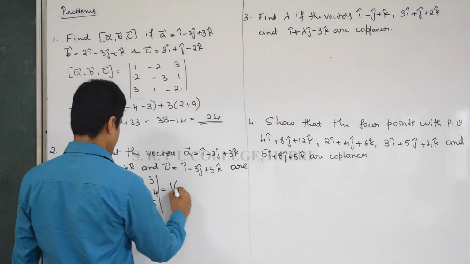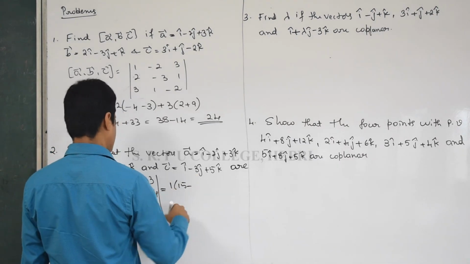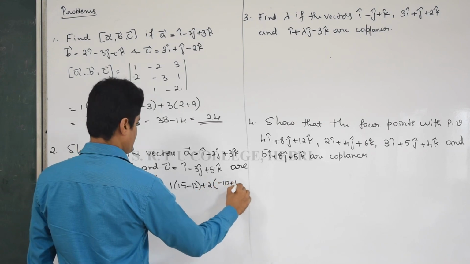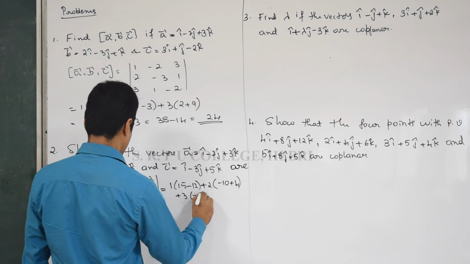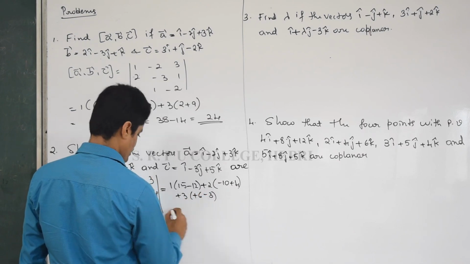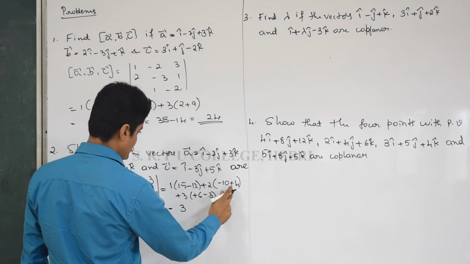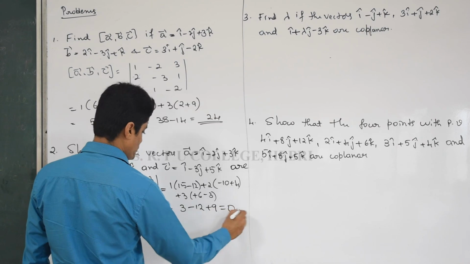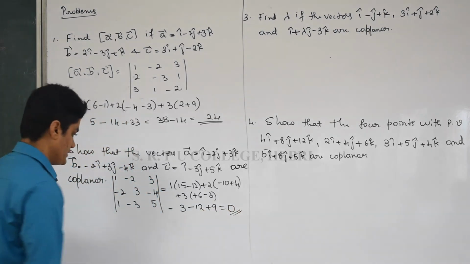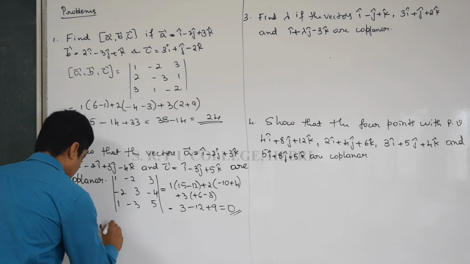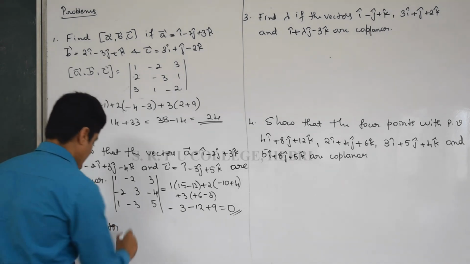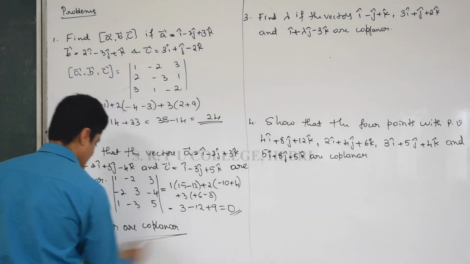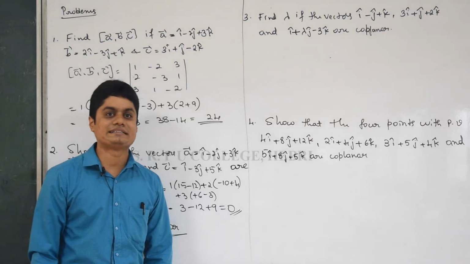So direct expansion again: 15 minus minus plus plus again minus, so it's 12 plus 2 into minus 10 plus 4, and plus 3 into minus minus plus 6 minus 3. So it is 3, instead of that 6 minus 12 here plus 9, so it is equal to 0. 9 plus 3 is 12, 12 minus 12 is 0. So the 3 vectors are coplanar. Why? The scalar triple product is 0. Remember, 3 vectors are coplanar because the determinant is equal to 0.